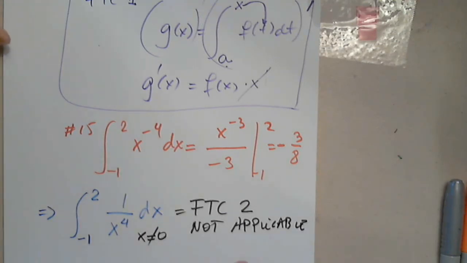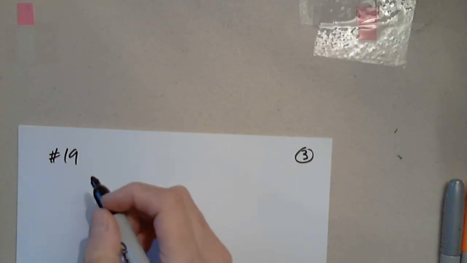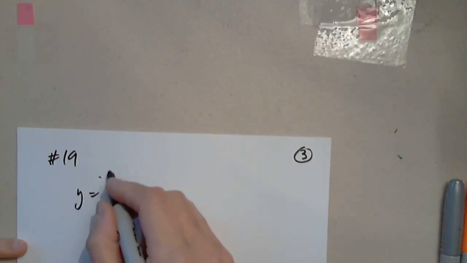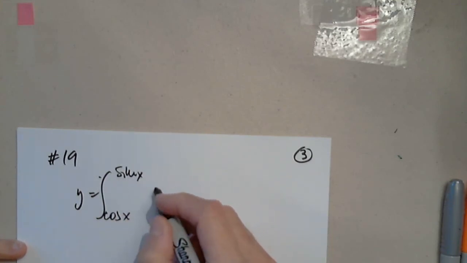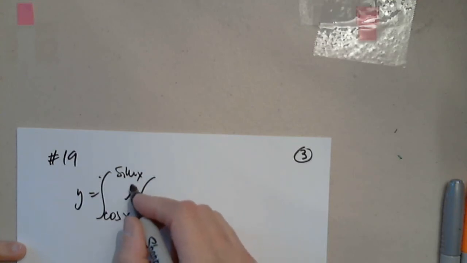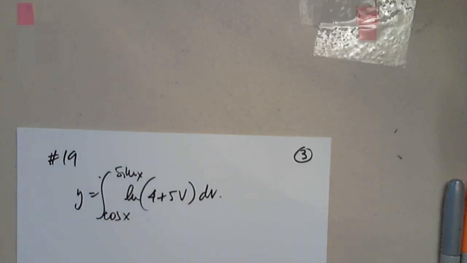Okay, number 19. We had a couple of problems like number 19, but let's look at 19. So number 19 is y equals the integral from cosine x of natural log of 4 plus 5v dv. We probably did this one last time. Do you still want to do it? I don't. We can look at the previous one, number 18, if we did this one. I think we did. We're here. Let's do it.